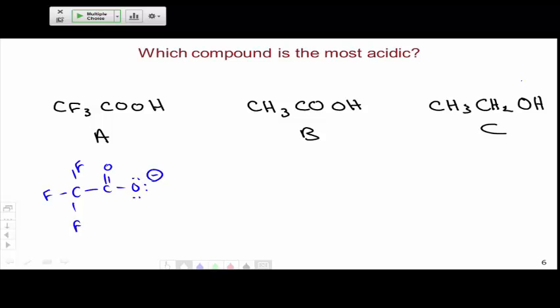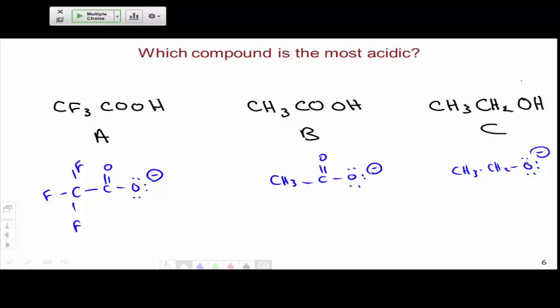This is the conjugate base of the first one. This is the conjugate base of the second one. This is the conjugate base of C. So in all three of them, the minus is on an oxygen. So I can't say, oh, the minus is on a carbon, the other on an oxygen, and talk about electronegativity. All of them, the minus is on an oxygen.